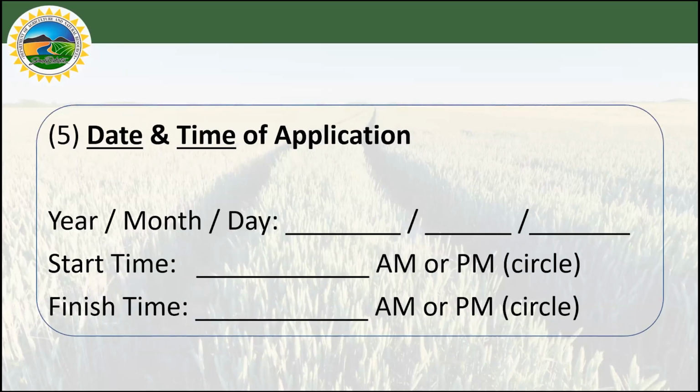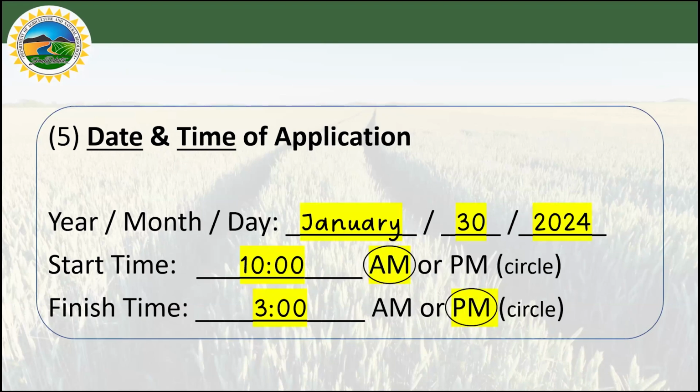Item 5 is date and time of application. So this is specifically the year, month, and date, as well as the start and finish time. So in this particular example, the date of application was January 30th, 2024. Got started about 10 a.m., finished by 3. And as a note, this is a good time period for this particular product, because you do want the sun to be out. You do want not to have an overcast type of a day or get started too early or finish too late.